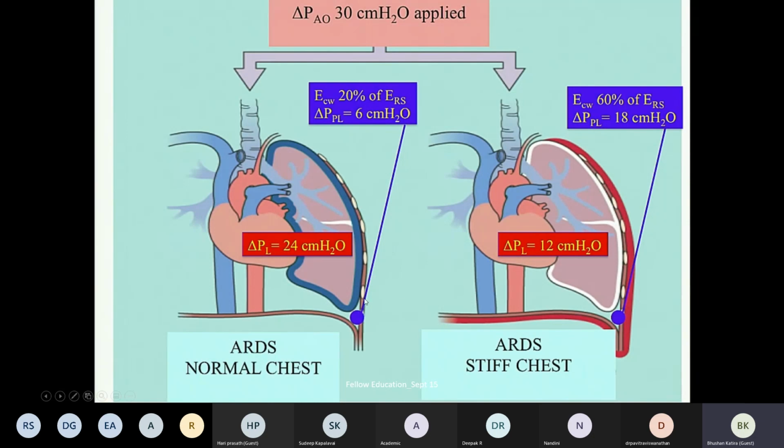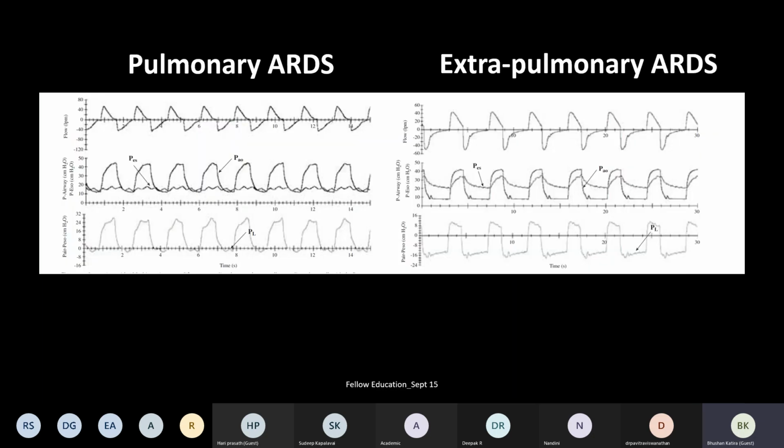This illustration demands a knowledge of the pleural pressure values, right? Without which it is very difficult to do this at the bedside. Here is the actually measured example about pulmonary and extrapulmonary ARDS. We'll look at how it is directly measured, but it's more of an illustration again.